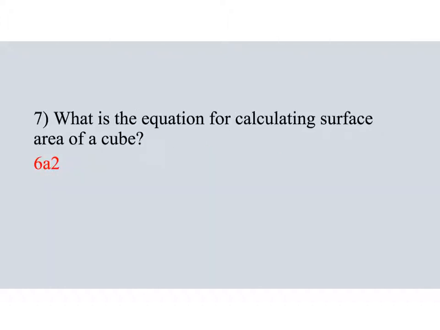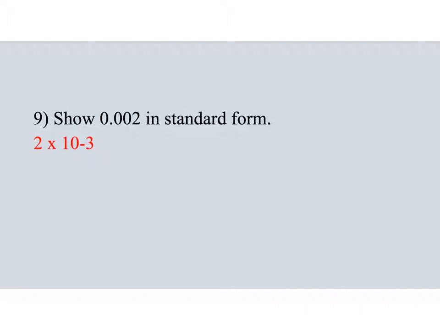Question number 7, the equation for the surface area is 6a squared. Unfortunately, that 2 should be superscript, 6a squared. And the equation for the volume of a cube is a cubed. Again, that 3 should be a superscript. And question 9, just for good measure, 0.002 in standard form is 2 times 10 to the minus 3. Again, that minus 3 should be superscript. Again, standard form, really important. You might be asked that in an exam.